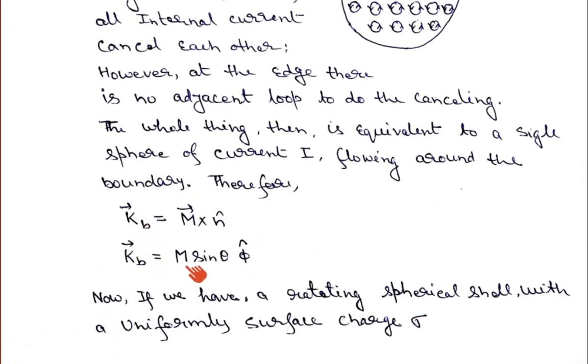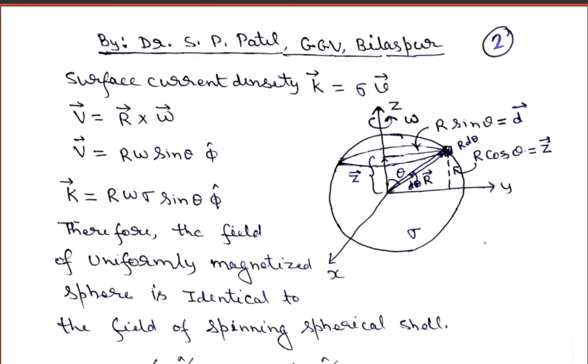And this bound current is because of the magnetization, and the surface current that we are going to calculate originates because of the spin of the spherical shell, okay. So now our magnetization problem becomes equivalent to the rotating, spinning spherical shell problem. We know the surface current density: K vector is equal to sigma into V vector, where V is the velocity of the rotating sphere. We have already learned how one can calculate this surface current density.